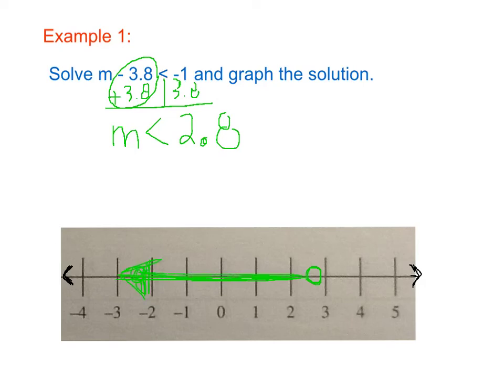Okay, so we're doing that. We should always check our answer. So if you look at the number line here, 0 is shaded, and we can plug that in, for example. Is 0 less than 2.8? Yes, that's true, so you know you've got the right one.